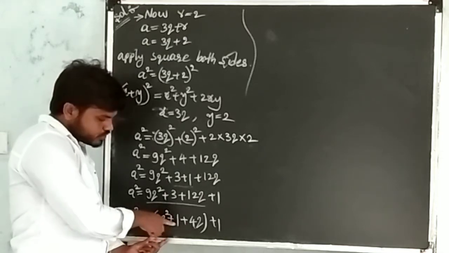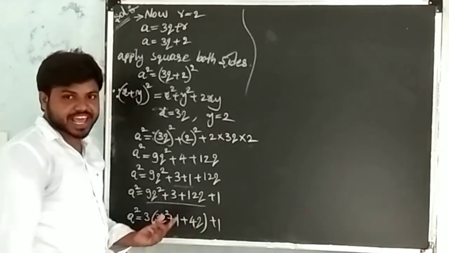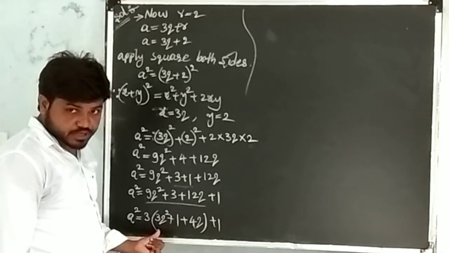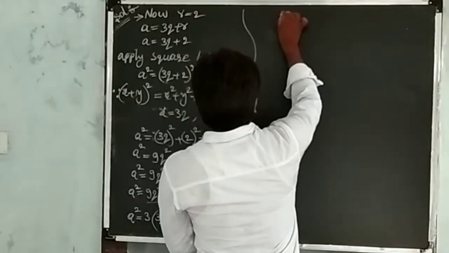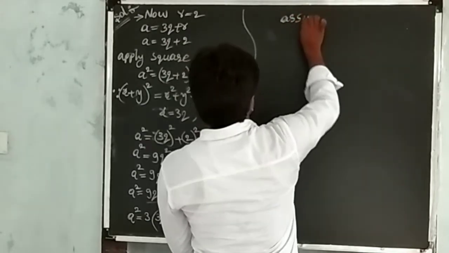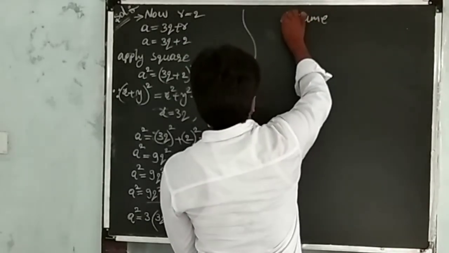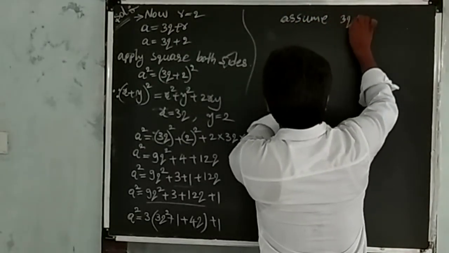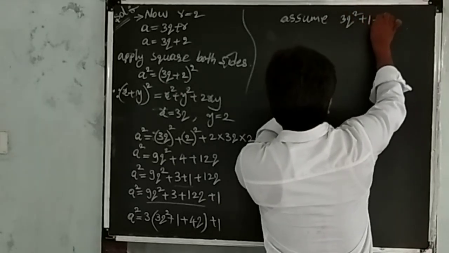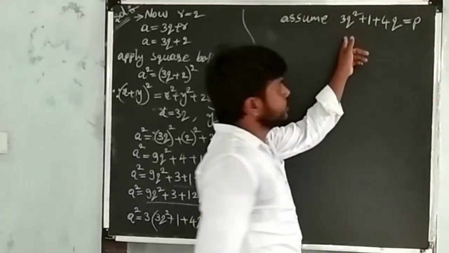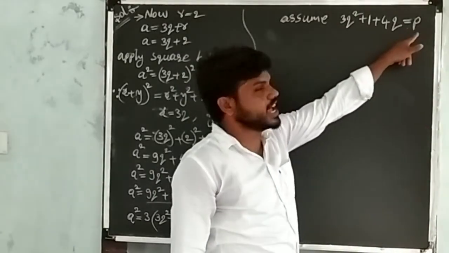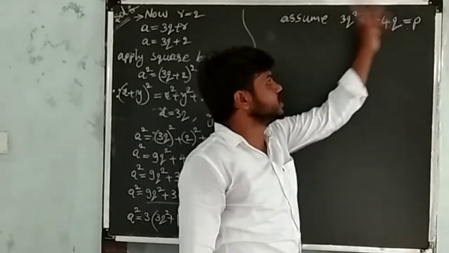Assume this 3q square plus 1 plus 4q as p. I assumed 3q square plus 1 plus 4q as p. Write this p instead of this value.